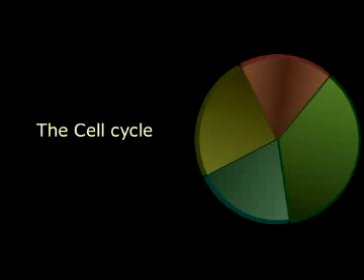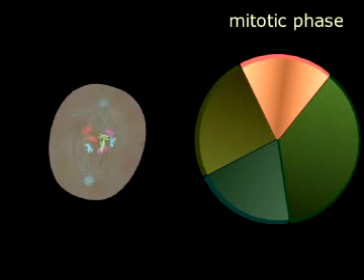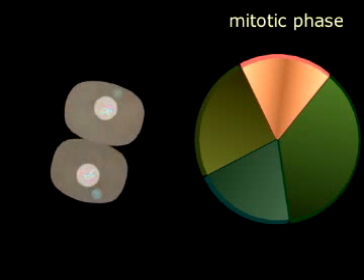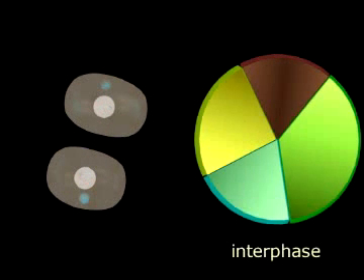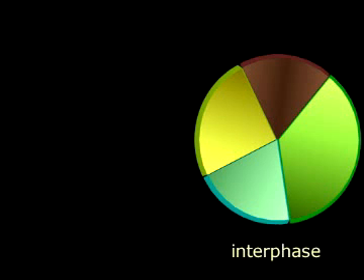The orderly program of events in a cell's lifetime is known as the cell cycle. The eukaryotic cell cycle is divided into two phases: a brief mitotic phase, in which a cell divides to form two cells, and a longer period between divisions called interphase. Interphase can be divided into three distinct phases: G1, S, and G2.